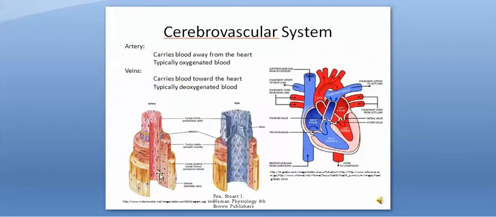Now arteries are different. They're not set up in this one-way valve system. They use a lot of muscular control to constrict and dilate to shunt the blood where you need it to go. So there's a lot more smooth muscle in an artery than there is in a vein.